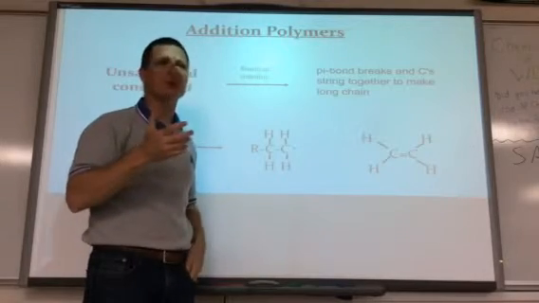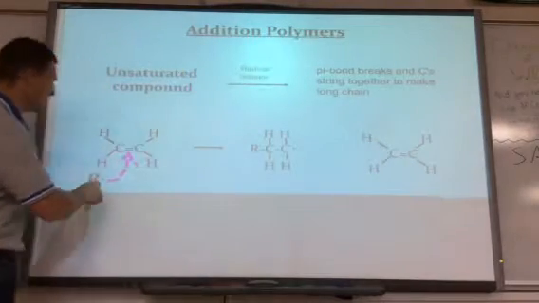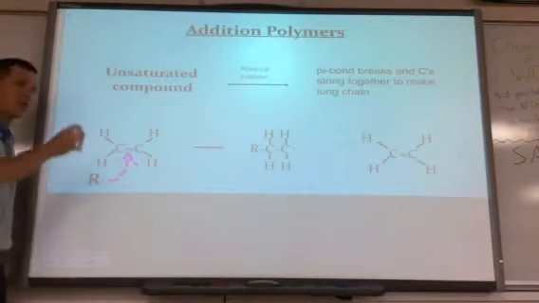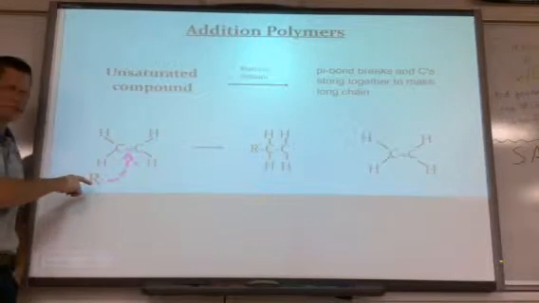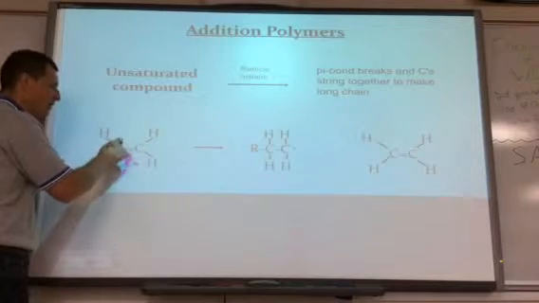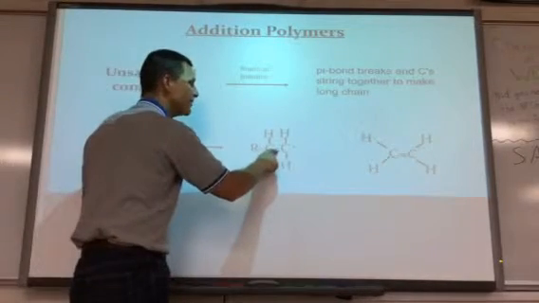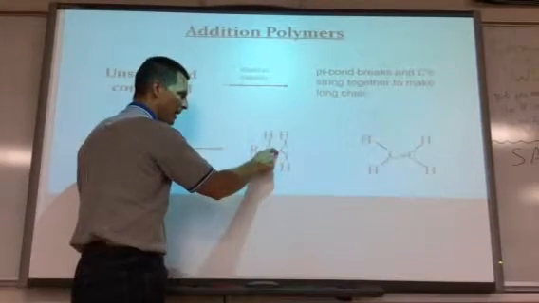And that's the way an addition polymer is going to work. It all starts with something introduced into the monomer that has an unpaired electron. It attacks, the pi bond breaks, the single bond is done, the sigma bond is there. It makes a single bond now.